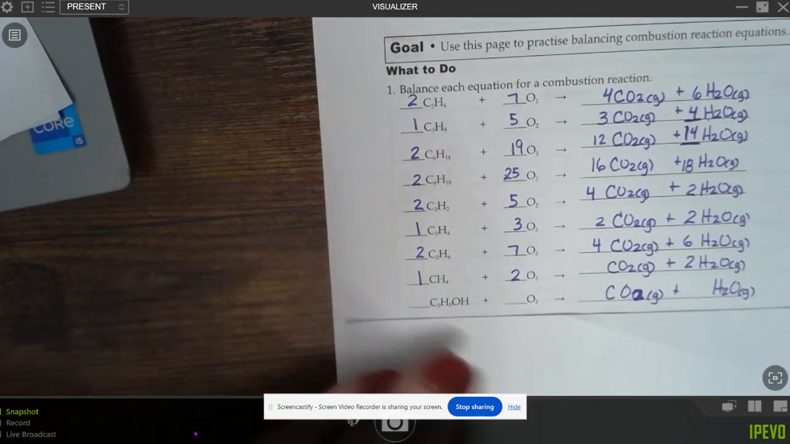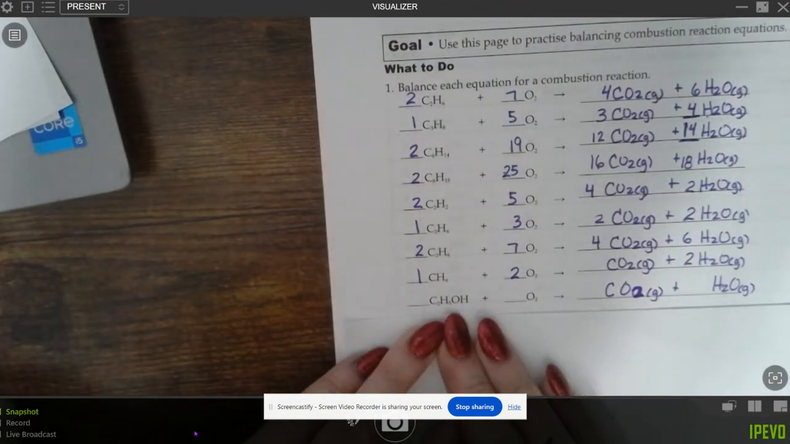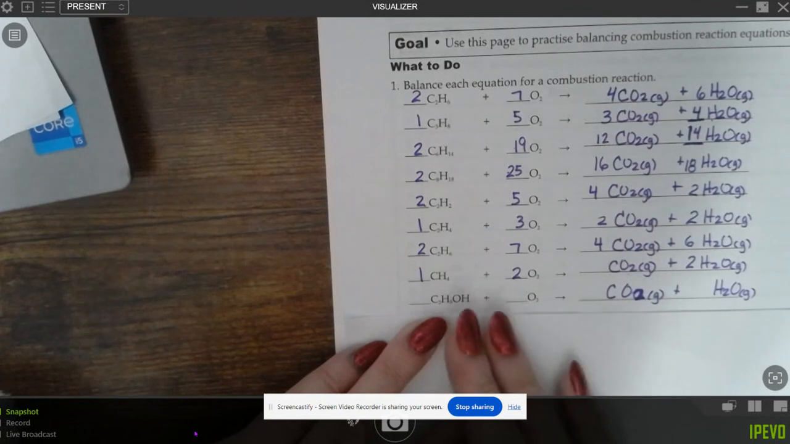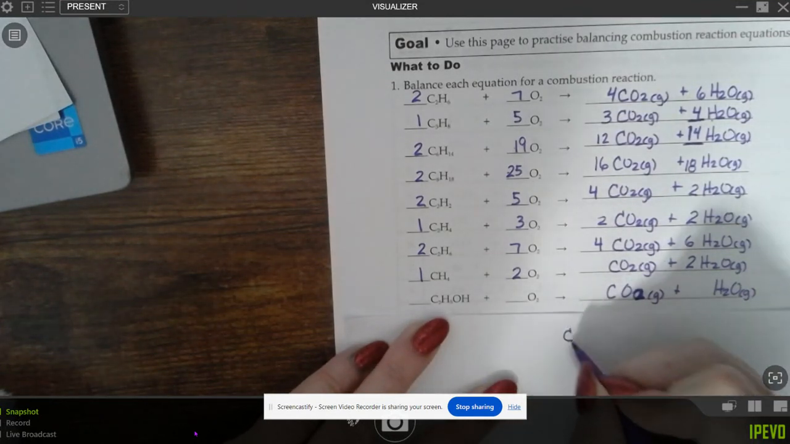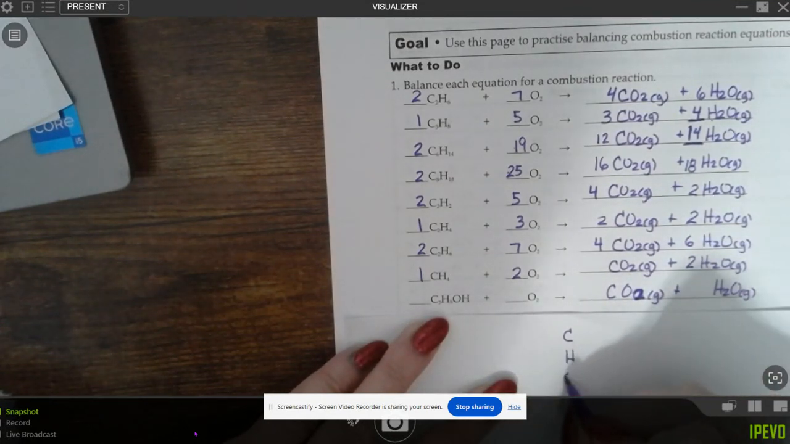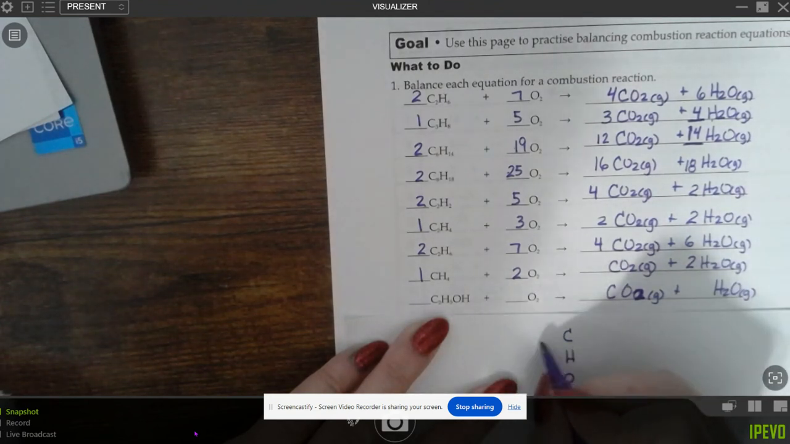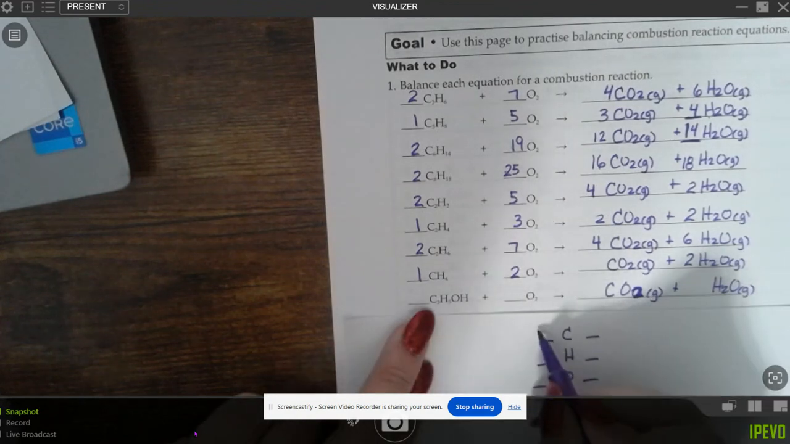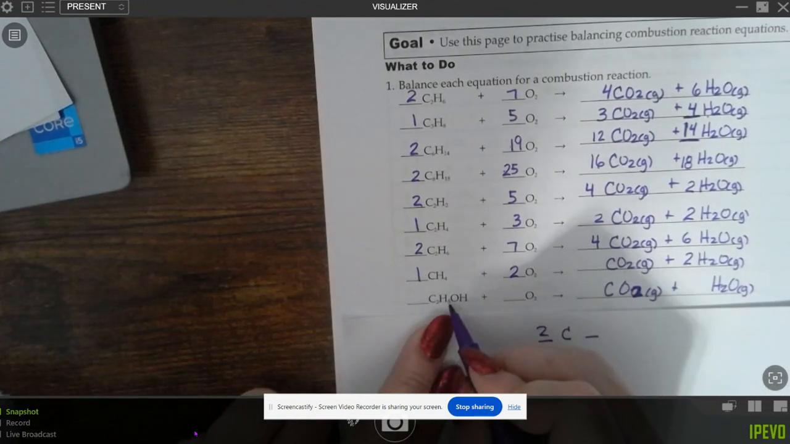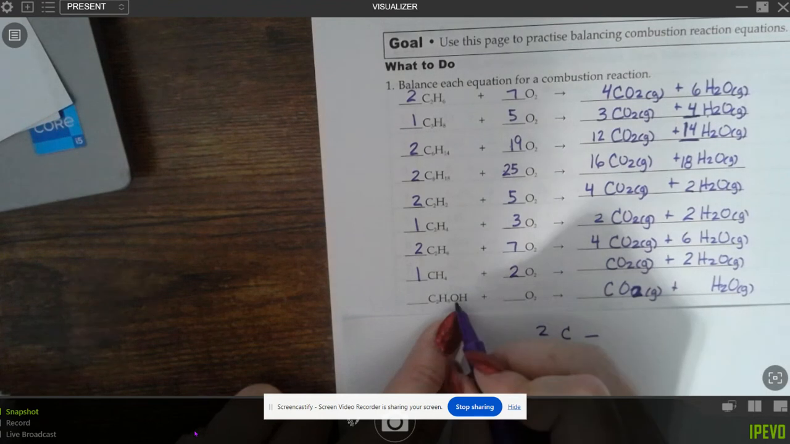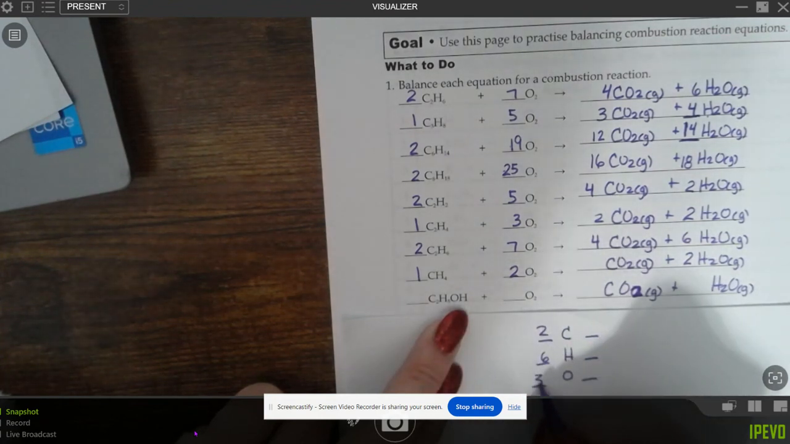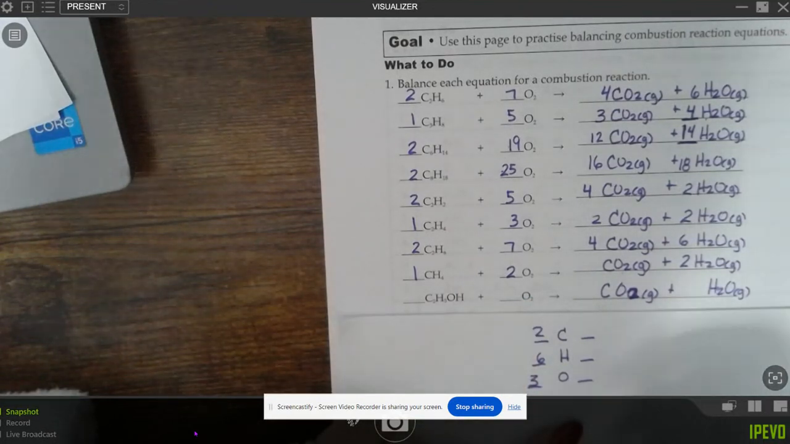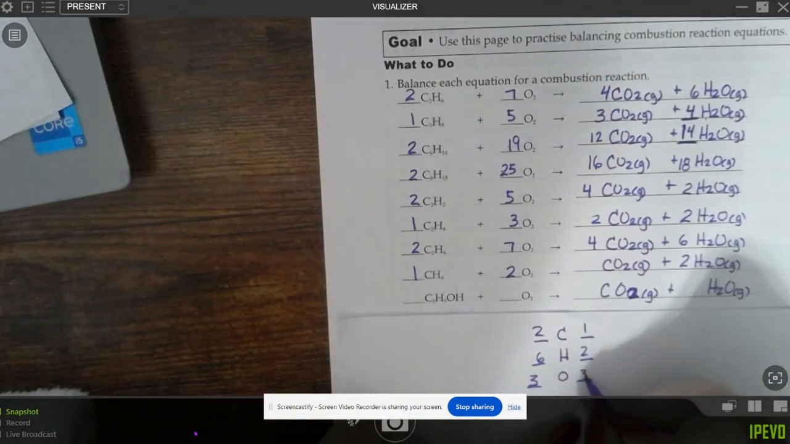All right, this one's a little weird because we've got this weird way of writing it, and that doesn't really matter. We count it all the same, but we have to make sure we remember that that other oxygen is over there. So here I've got 2 carbon, 6 hydrogen, and then I've got 3 oxygen because I've got 1 oxygen here and then 2 in my O2. Over here I've got 1, 2, 3.